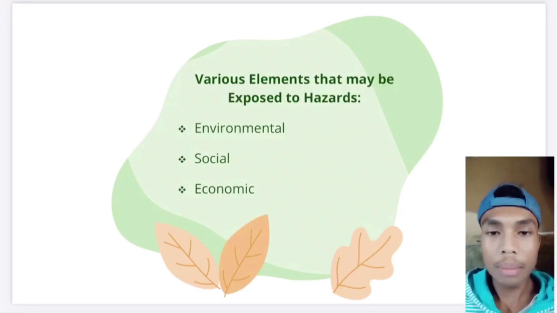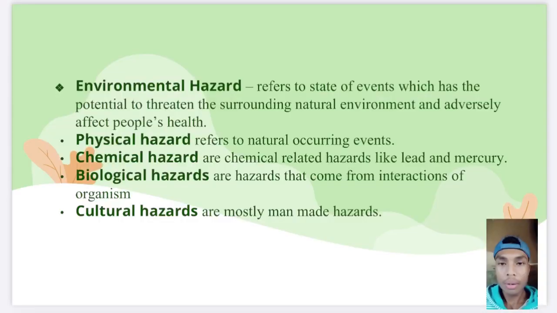What are the various elements that may be exposed to hazards? First, environmental hazard. We can categorize environmental hazard as physical, chemical, biological, and cultural. Physical hazard refers to the naturally occurring events such as storms and earthquakes. Chemical hazards are chemical-related hazards like lead and mercury that are both toxic chemicals. Biological hazards are hazards that come from interaction of organisms. Viruses and infection are both examples of this. Cultural hazards are mostly man-made hazards like pollution and crimes.